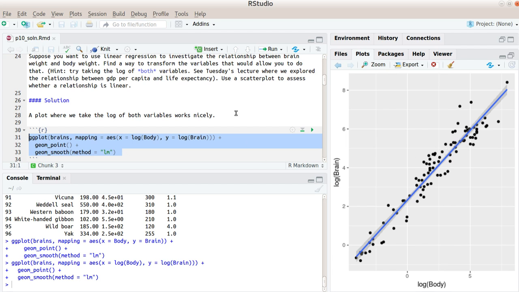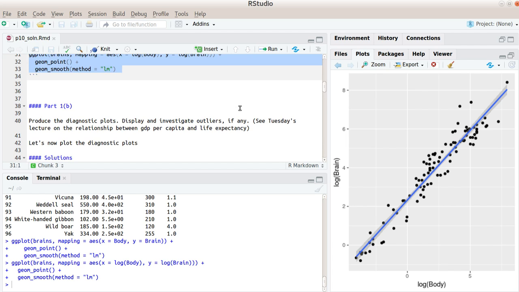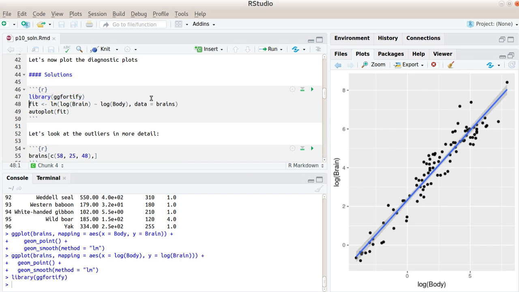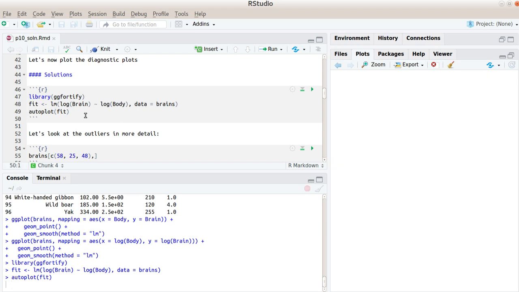Before you run the regression, you've got to check all the assumptions. You make sure that the assumptions for the linear regression are satisfied. That's because if the assumptions are not satisfied, you can't really run the regression, since the p-values that we'll be computing are not going to be meaningful. So for that, we'll plot all the diagnostic plots. We'll load ggfortify, we'll make the fit. Here we're predicting log brain from log body. And we'll use autoplot to get the diagnostic plots.